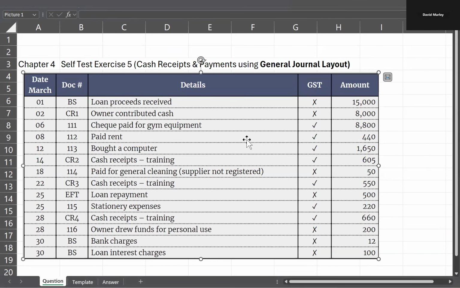All right. Paid rent. There is some GST on it. You can kind of tell by the number, 440.